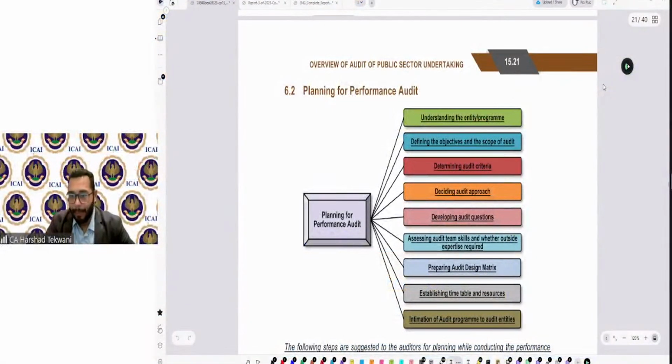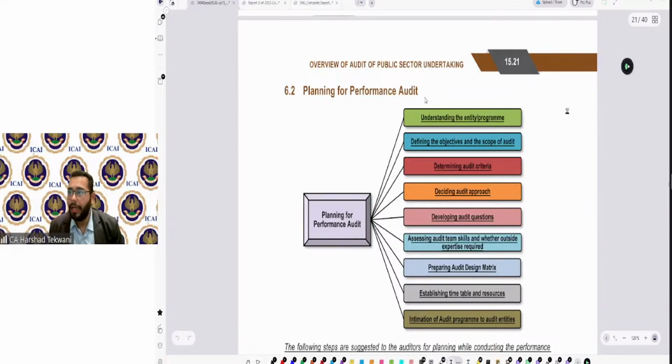Hello everyone, welcome back. Let's continue the discussion. So we were talking about performance audit. We saw how to plan a performance audit. Now the thing is, once you understand how to plan a performance audit, basically you get an idea what a performance audit is about, what kind of things are done in a performance audit, and how to proceed in case of a performance audit.